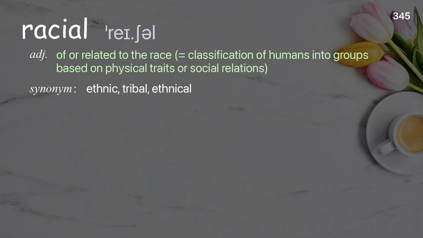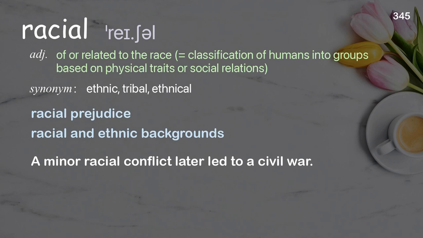Racial: of or related to the race, a classification of humans into groups based on physical traits or social relations. Examples: racial prejudice, racial and ethnic backgrounds. A minor racial conflict later led to a civil war.